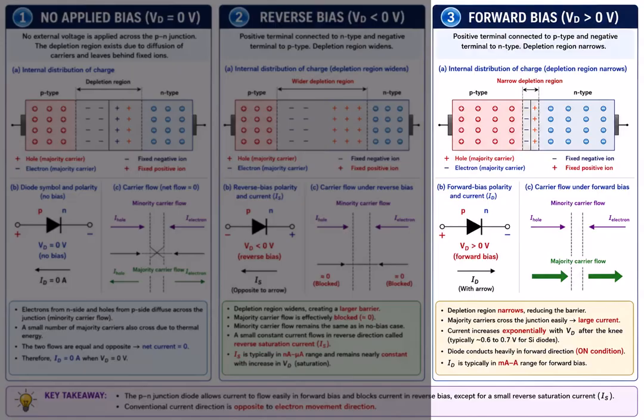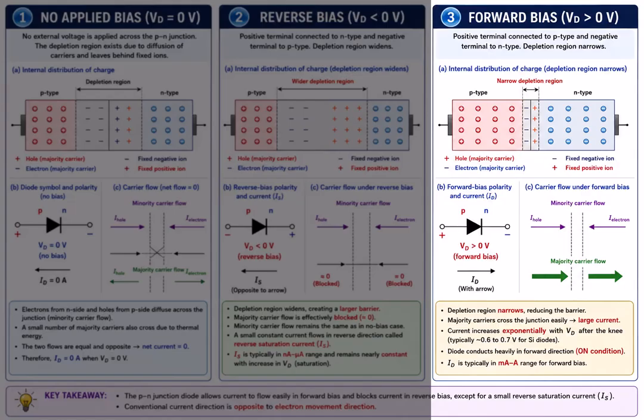Now look at the diode symbol. In forward bias, the conventional current ID flows in the direction of the diode arrow, from P side to N side. This is the normal conducting condition of a diode, also called the on condition. In the carrier flow diagram, minority carrier flow is still present, but it is very small. The important part is the large majority carrier flow. Holes move from the P side toward the N side, and electrons move from the N side toward the P side. The result is a large forward current.